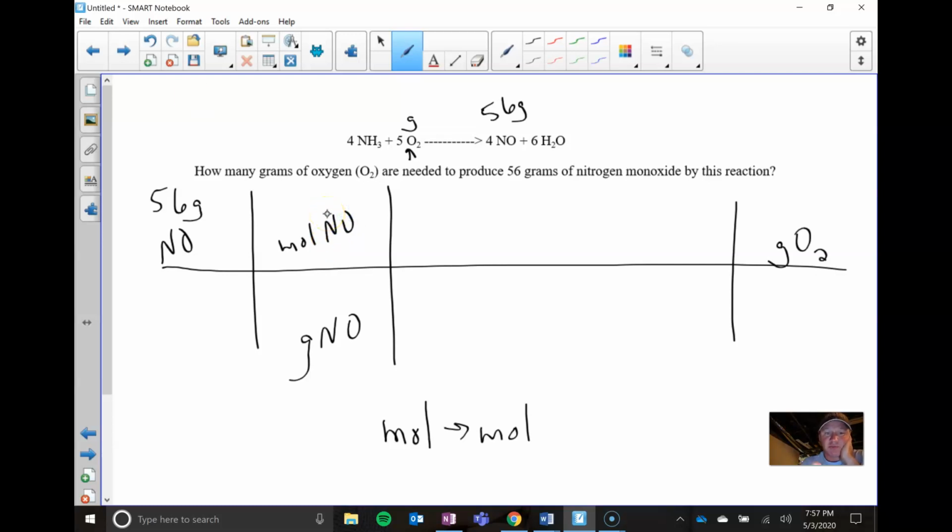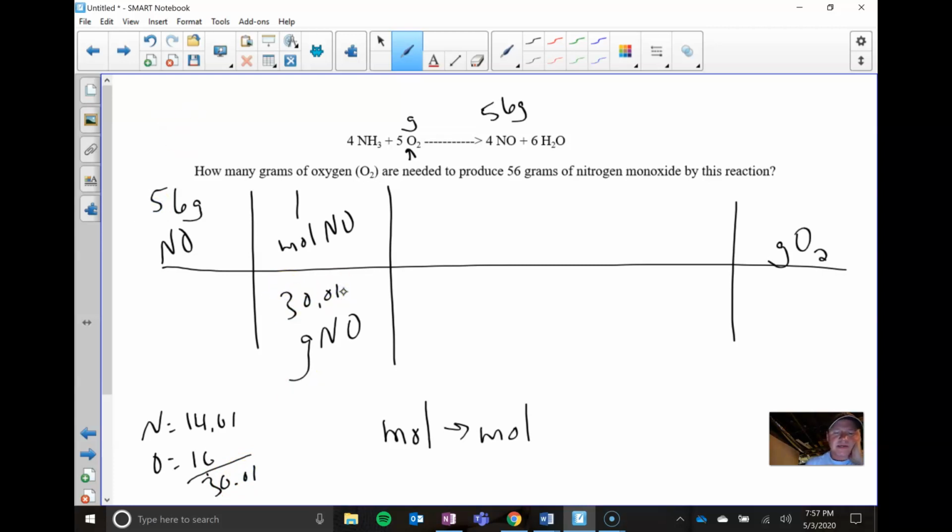All right, and that's just the molar mass. So 1 mole of nitrogen oxide equals how many grams? Well, I'm going to come off to the side and say, all right, I've got 1 atom of nitrogen there, and that's 14.01. I've got 1 atom of oxygen, and that's about 16. So I'm looking at about 30.01 grams.